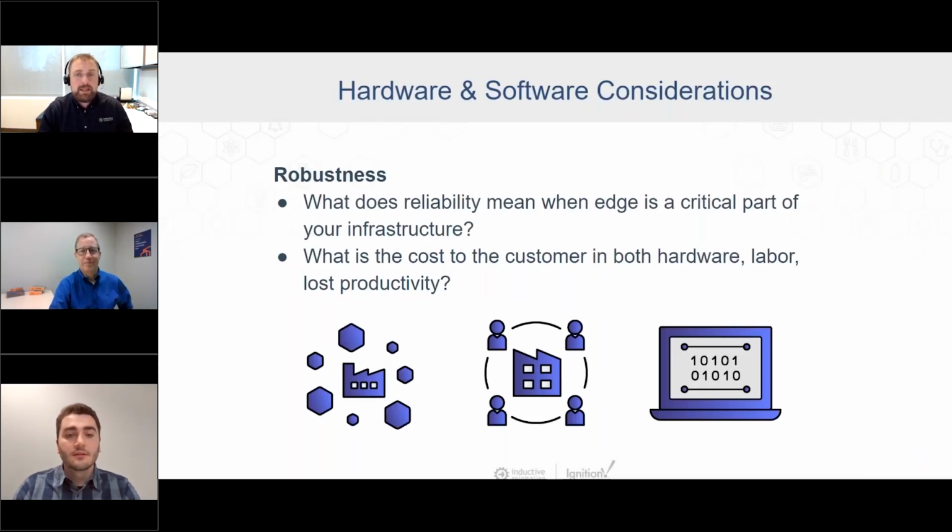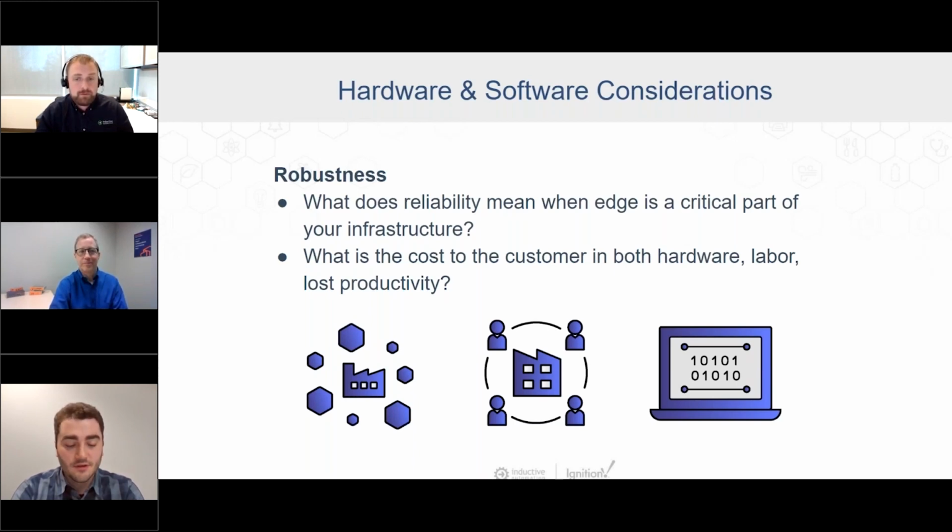Let's then take a look at what reliability means when edge is a critical part of the infrastructure. What is the cost to the customer in hardware, labor, and lost productivity? It's very important to measure what downtime really means to a customer, right? And how much does 1 hour of downtime actually cost? I know, Cole, that you have worked with some customers and actually looked at some of this cost analysis. You want to share some of the data there?